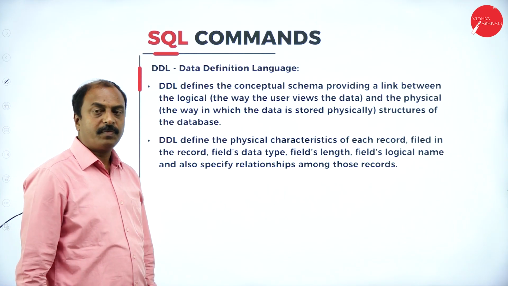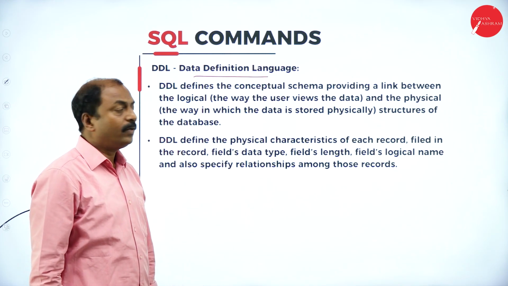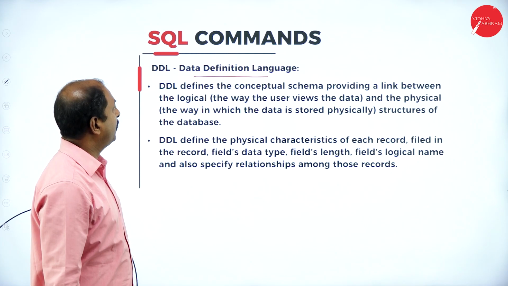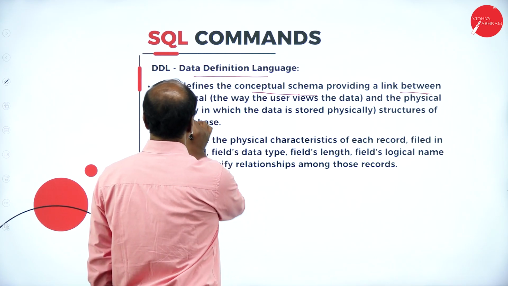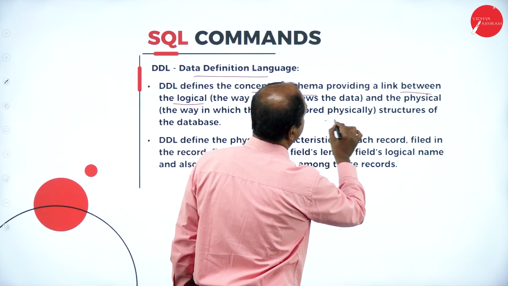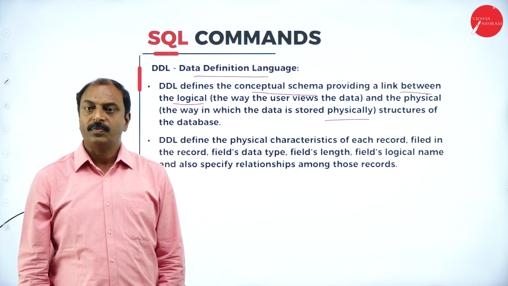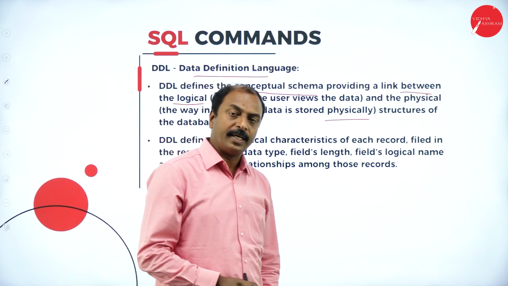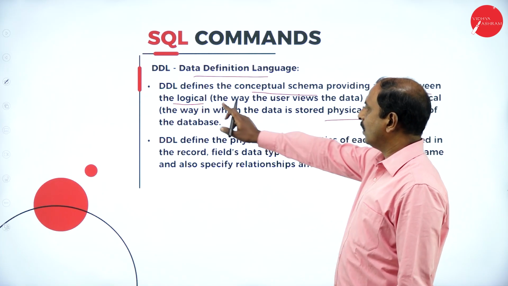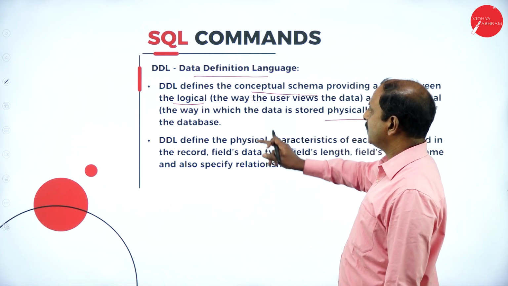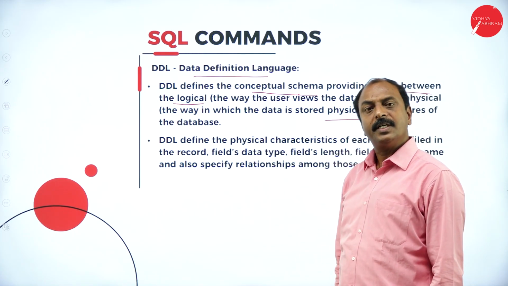Now first one is, we'll start with DDL command, data definition language. And what is a DDL command? So it defines the conceptual schema, providing a link between the logical and physical structure of the database. And here the physical structure is in the sense the original database where we are storing the data or database created. That's the physical appearance of data, along with the logical connectivity. Or logical, it is going to connect the logical layer or logical commands with the physical database.